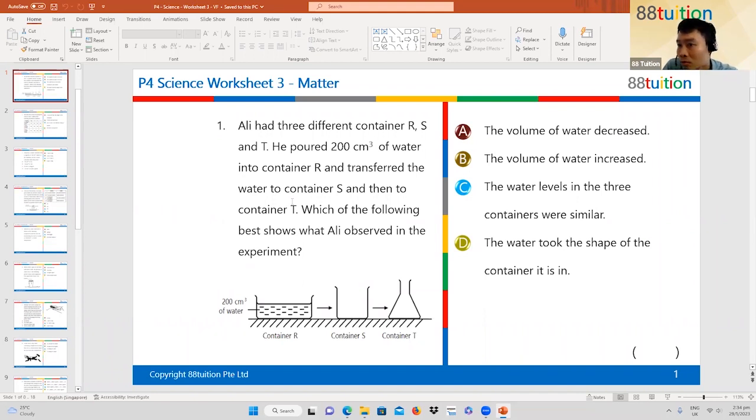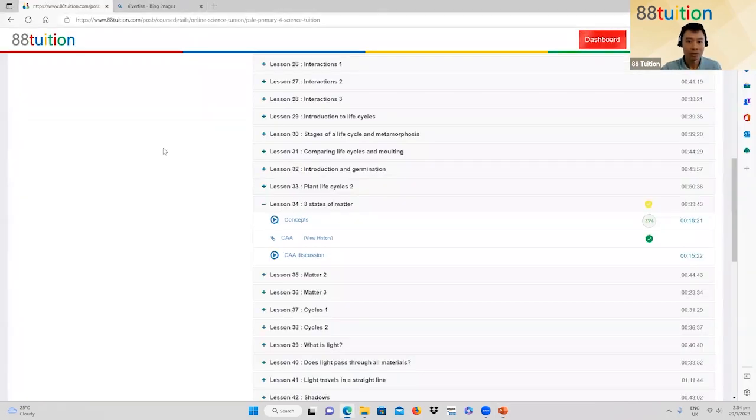Yes. Okay, so as usual, we have to go through the theory first, and then do the practice paper, the materials, the worksheets. So let's go through the concepts.